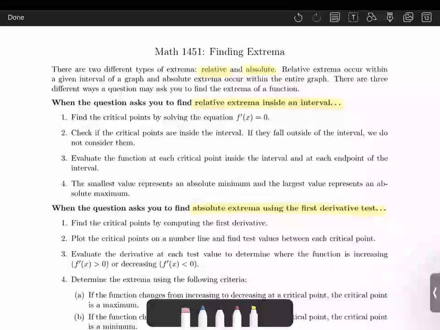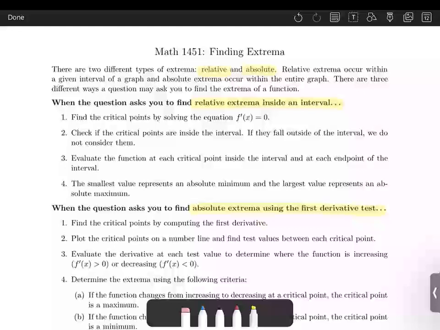Everyone, welcome to the second video on finding extrema of a function. So in the first video, we talked about how to find relative extrema. And remember that relative extrema are restricted to a specific interval of the graph. So in this video, we will talk about the first way to find absolute extrema using the first derivative test.